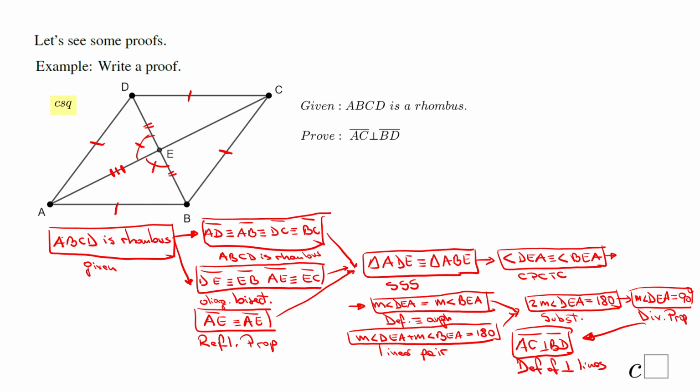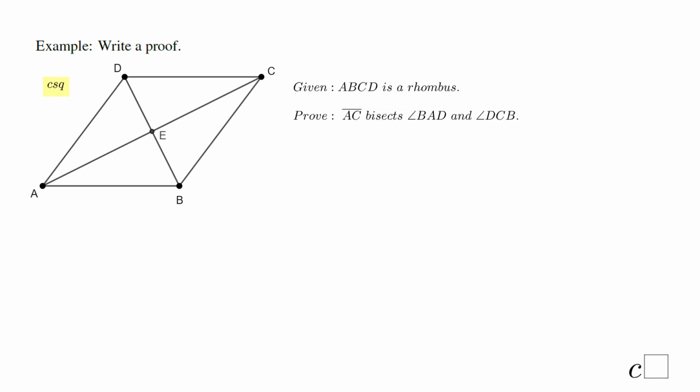Well, this is a nice flow chart for proving one of the properties of the rhombus. Remember, the rhombus has this property: the diagonals bisect each other, and this is a way to prove that property. Okay? Let's go to the last one.